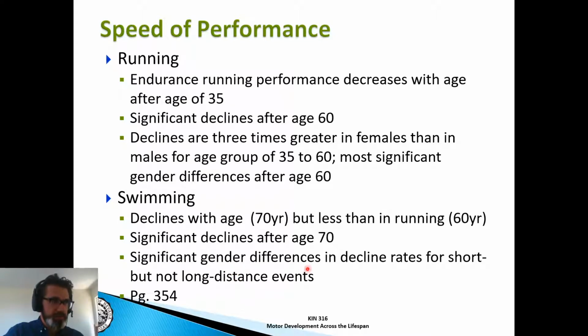And there are significant gender differences in decline rates for short but not long distance events. And you'll see this also in running, that the capability of ultramarathon runners between men and women begins to converge. And so their overall times to complete races are much more comparable in very long distance running compared to short distance running or sprint events.